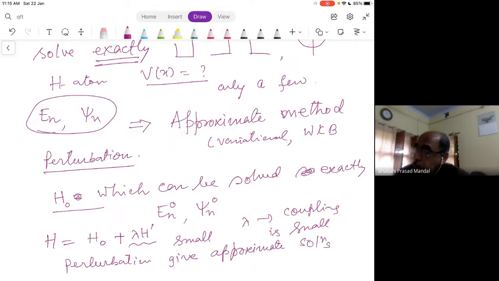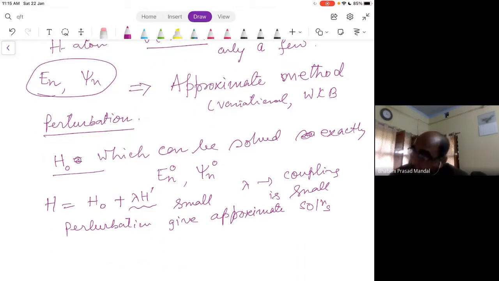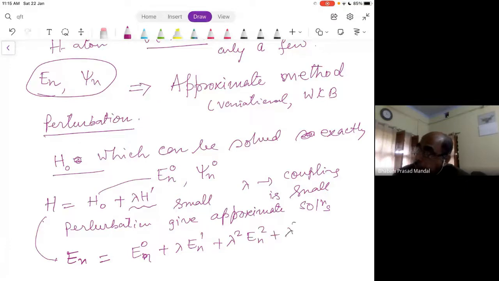How will this solution be given? The energy eigenvalues for the complete Hamiltonian, when I write En, corresponds to H. When I write En0, it corresponds to H0. This can be written in terms of lambda, in a series of lambda. I'll derive everything. And so on, an infinite series in lambda. Now see, lambda is small, so I can terminate here and get a very good result, because lambda is small, lambda square is even smaller, lambda cube further smaller. So these contributions will be small, and you can get a first order correction.